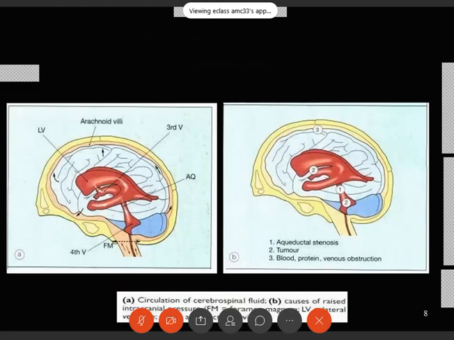This is the circulation of the cerebrospinal fluid, and the rise of intracranial tension leading to papilledema. Here are the lateral ventricle, arachnoid villi, third ventricle, aqueduct, and the fourth ventricle. Obstruction can lead to raised intracranial tension. It can be due to aqueductal stenosis, tumors, and venous obstructions, leading to raised intracranial tension and papilledema.